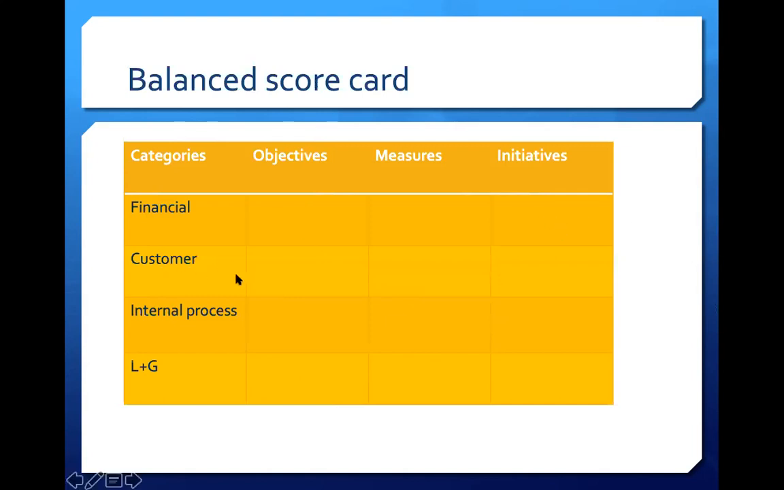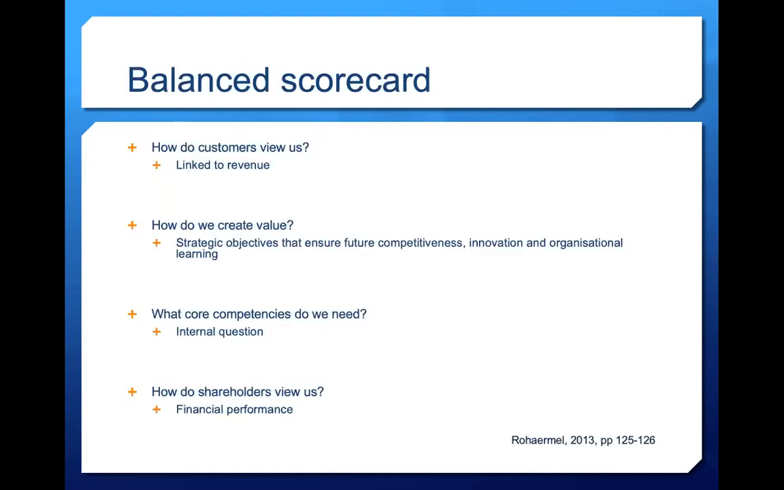The next one is the customers, either customer retention or customer acquisition, how you measure it, and what the initiatives are to get there. The next one is the internal process, where you detail what each individual department needs to do to ensure that we achieve that. And the last one is the LNG: what kind of learning and growth plan we put in place.